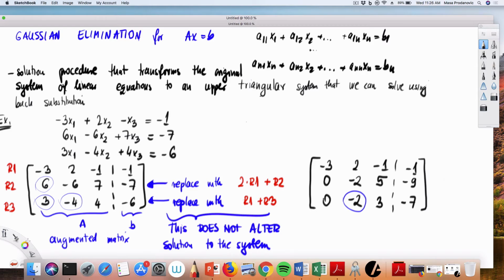So I'm going to stick with my original choice and say replace here with row 2 plus row 3. And I'm going to squeeze in things here so I don't have to rewrite. So I'm going to keep the others the same.